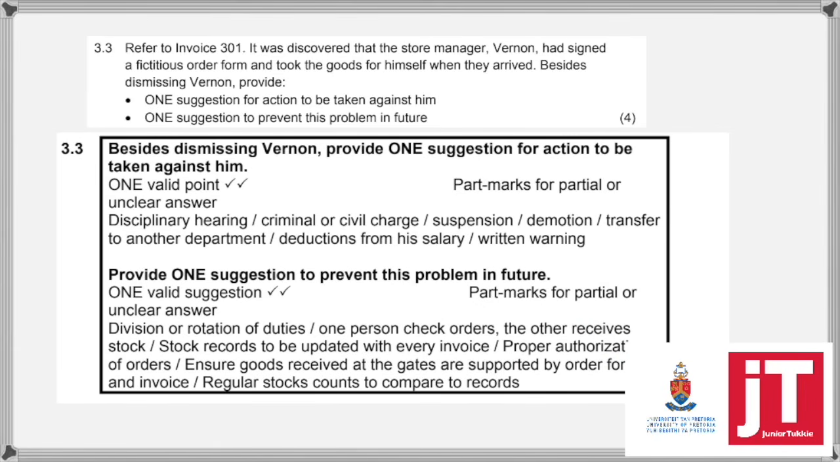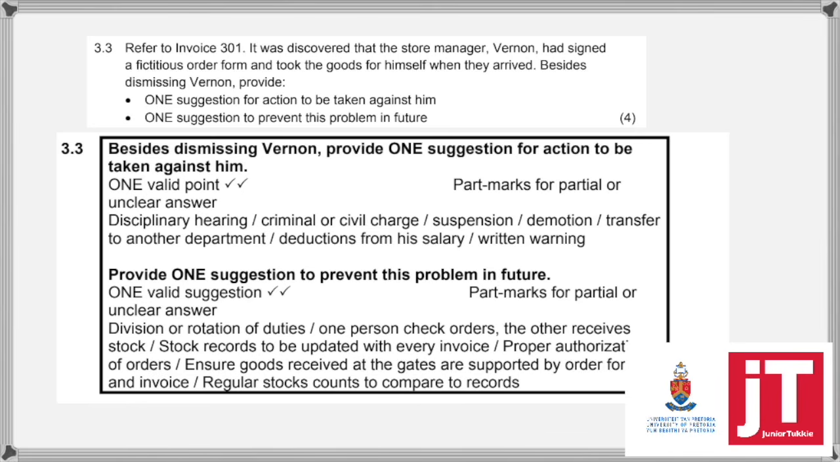If I have a look at the memo, one valid point is 2 marks, and for an unclear answer you will only get partial marks. So what can I do against this employee? You can have a disciplinary hearing, or a criminal or civil charge. I can go to the police station and lay a criminal charge against this employee, because what has he actually done? He has stolen from us.